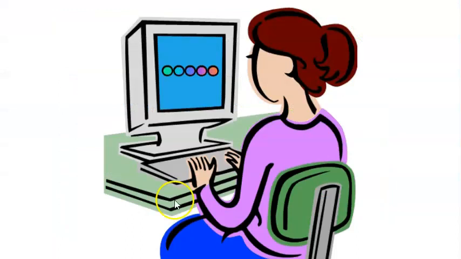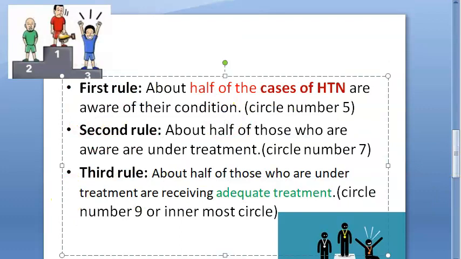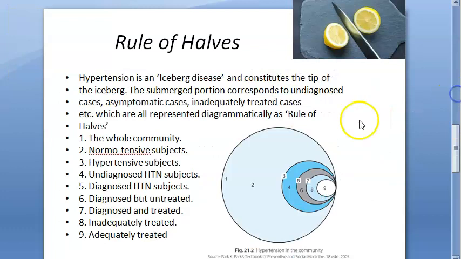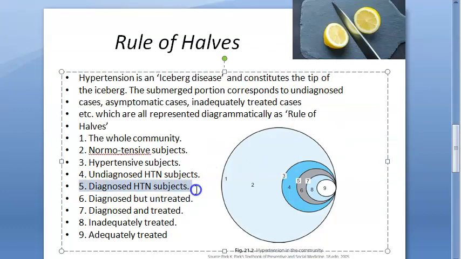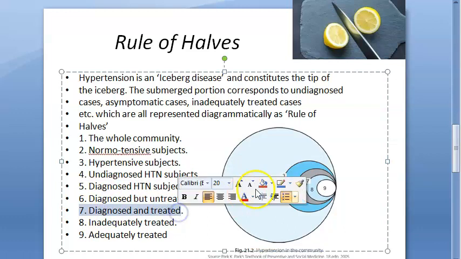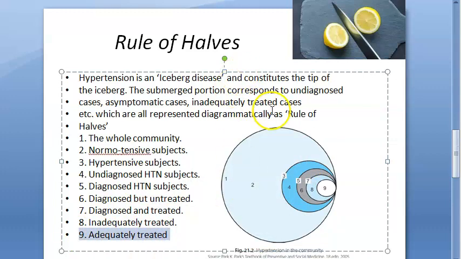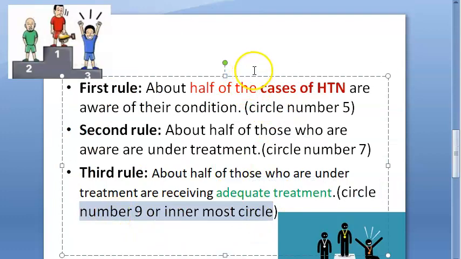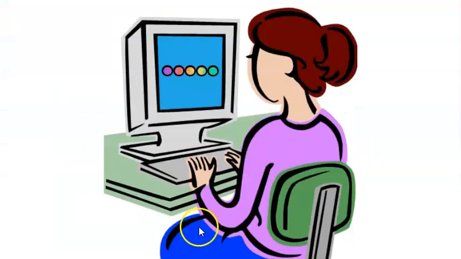So that's it, guys. We are done with the rule of halves. Hope you understood it. There are only 3 rules. The first rule refers to half of the cases of hypertension who are aware of their condition, the diagnosed hypertensive subjects, so the first rule refers to the 5th circle. The second rule applies to the 7th circle, diagnosed and treated, and the third to the 9th circle, adequately treated. So we just wrote that information here. The numbering can change, but the rule remains the same. The 3 rules. You got the 3 rules, guys?